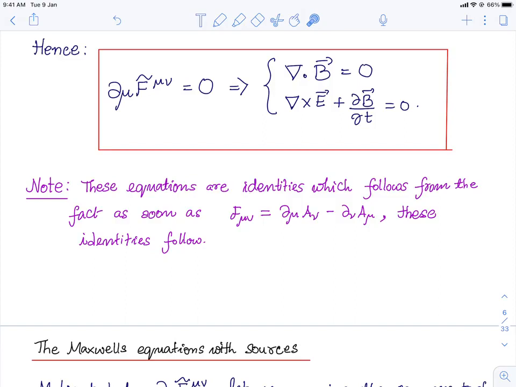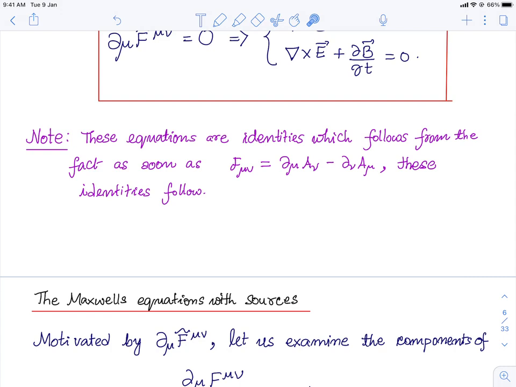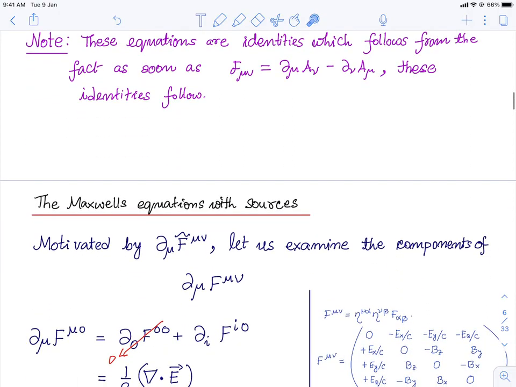What about the Maxwell's equations with sources? For that, we note that these are the field strengths, the electric and magnetic fields, and we would need some kind of derivative on them to give us the other two Maxwell's equations. And we have seen that this del mu f tilde mu nu gives us one set of Maxwell's equations.